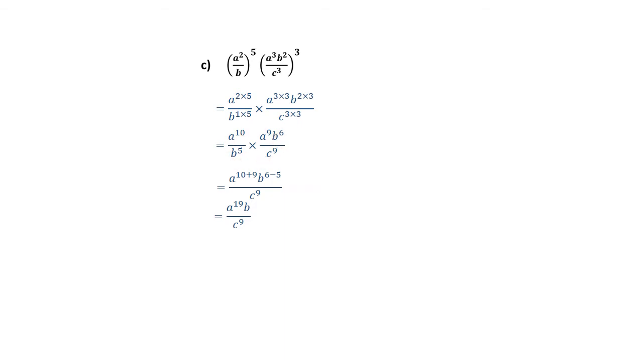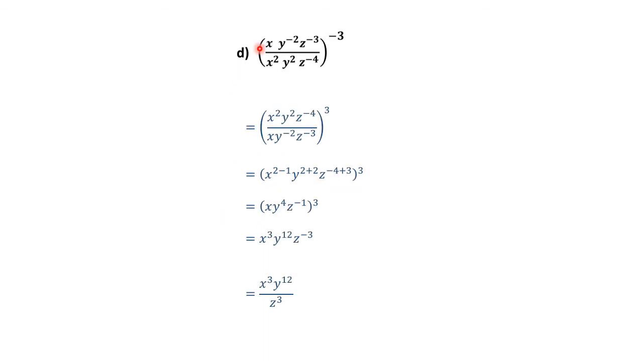Now I will simplify it. I will collect common bases. a to the power 10 and a to the power 9, common base, 10 plus 9 is 19. b to the power 6 and b to the power 5, common base, 6 minus 5 is 1. c to the power 9 is the only single term. So this is our final answer.